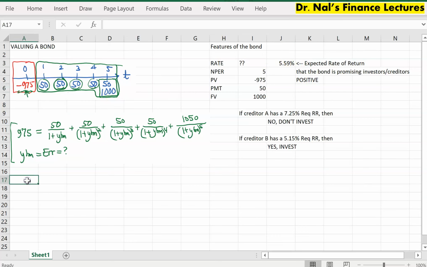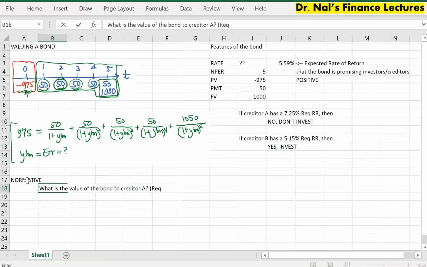Now we have a normative statement. Normative. So what is the value of the bond after all? Let me write the question. What is the value of the bond to, say, creditor A? We know creditor A has a required rate of return of 7.25%. And the same question for creditor B.